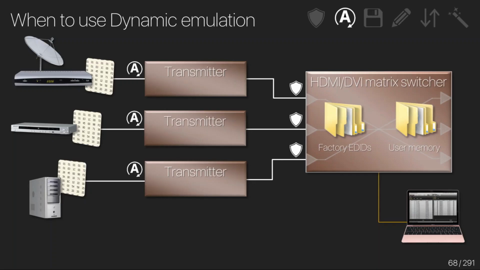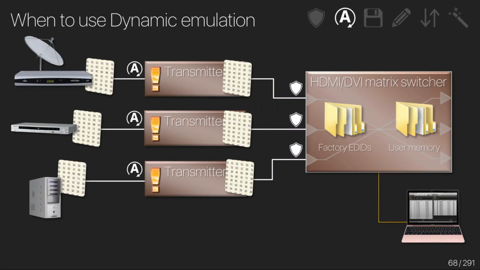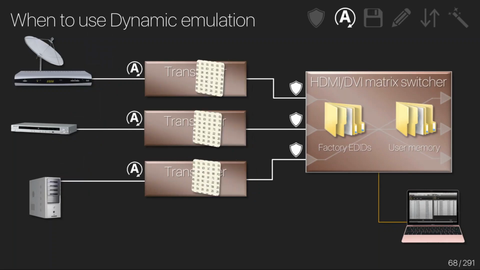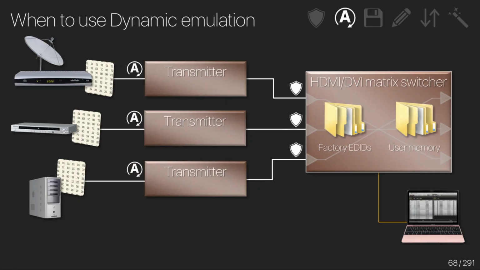Rather than having to go into each transmitter and connect there, we can just change the EDID that is present on those inputs, and the dynamic emulation will automatically make sure that that EDID is then presented to the source devices. So this is an example of where dynamic emulation is a useful thing.